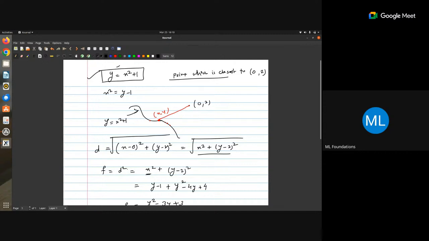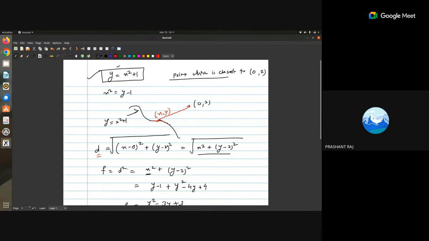So there are a lot of points here, right? So these red points are the points over this surface. I need to find the minimum distance. But first of all, I need to find the formula of distance, right? So suppose all these points represent (x, y). What is the distance between (x, y) and (0, 2)? It is x minus 0 square plus y minus 2 square, yes. So this is the root of this, and that will give me the distance between these points, right?